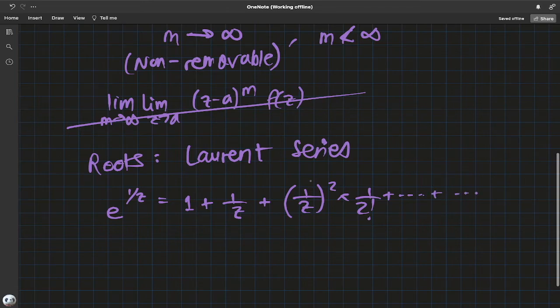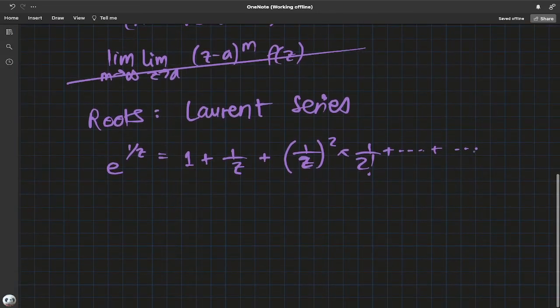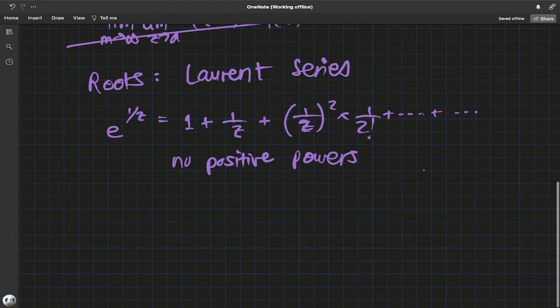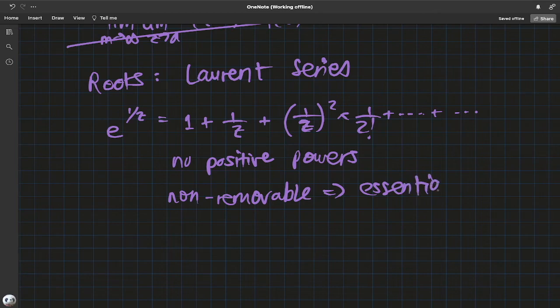But you see the power of z basically keeps increasing in the denominator. That's why I conclude that we don't really have a starting point if we were to write these terms in terms of a Laurent series, because the only non-negative power of z we have is 1. There are no positive powers, and the negative powers don't come to an end. So these non-removable singularities are what we call essential singularities. So there's really no escape from them.